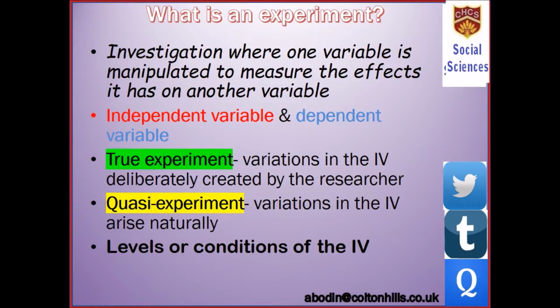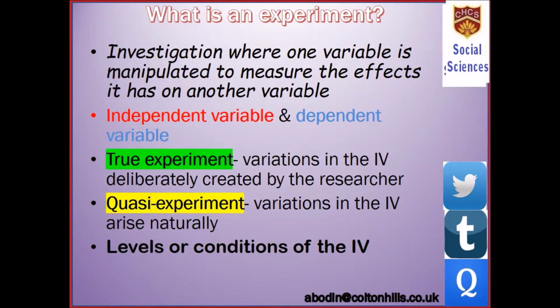Within a true experiment, the variations in the independent variable are deliberately created by the researcher. So the researcher actively manipulates that variable, and this would be considered a true experiment. Whereas in a quasi-experiment, these variations in the independent variable arise naturally.